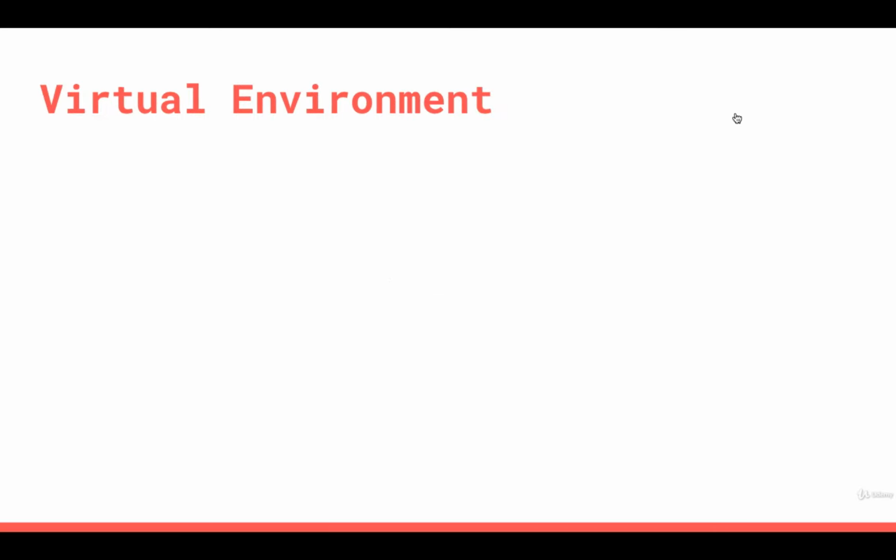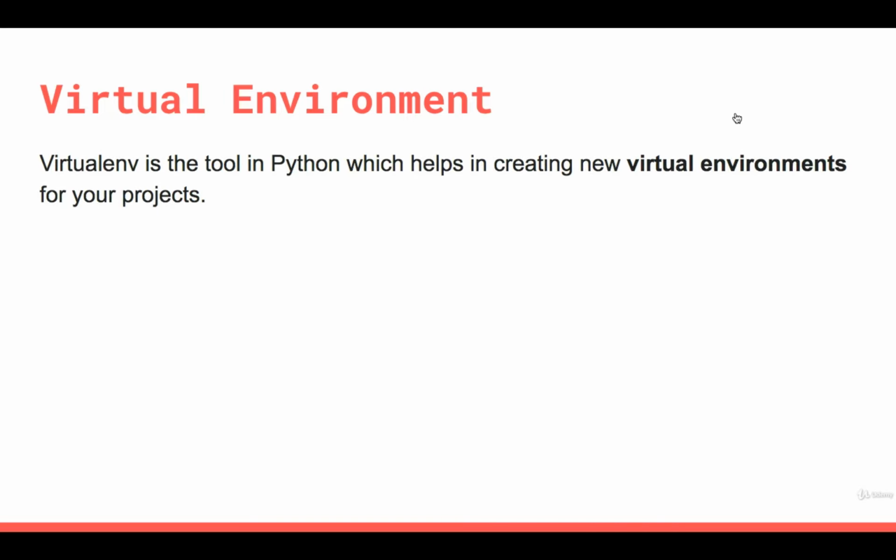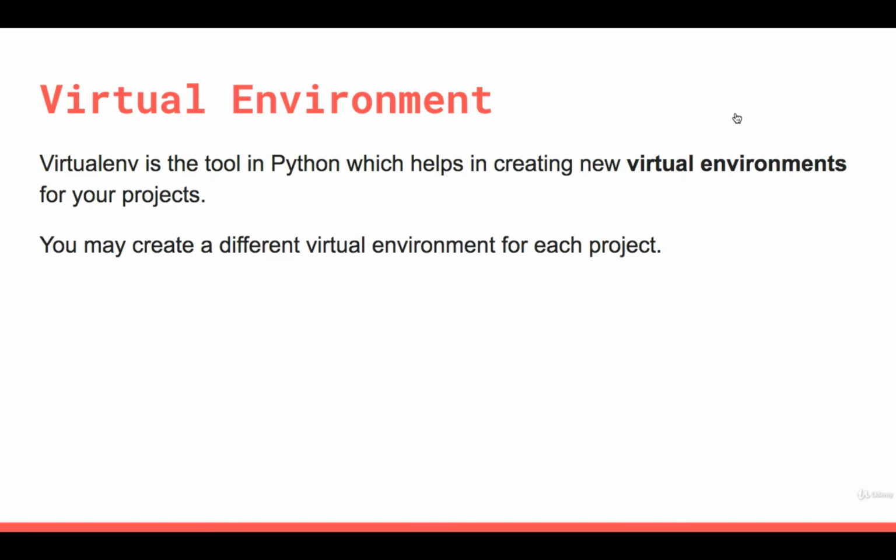Then the most important thing, which I should have actually covered earlier, is virtual environment. So what exactly is a virtual environment? A virtual environment is not going to be your app feature, but instead it's something which you use during the Django app development process. Virtualenv is a tool in Python which helps in creating new virtual environments for your projects. But what exactly are virtual environments? A virtual environment provides an isolated environment which you can use for each project. So you may create different virtual environments for each project.